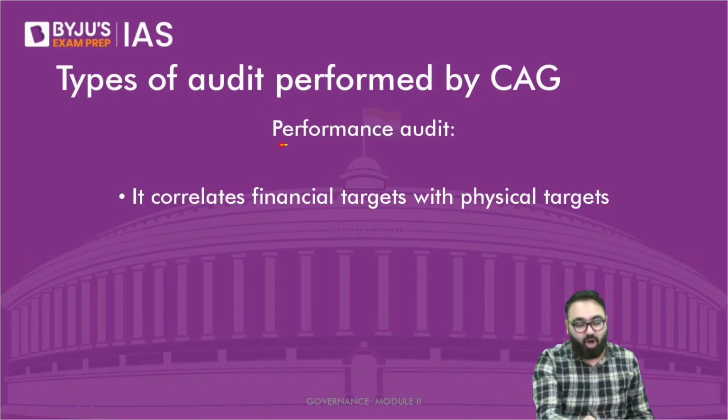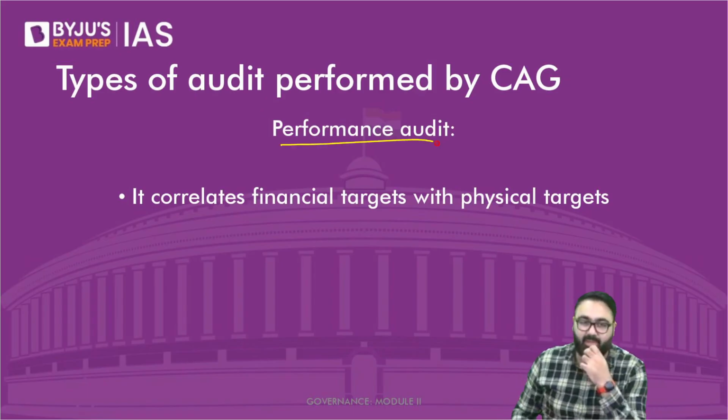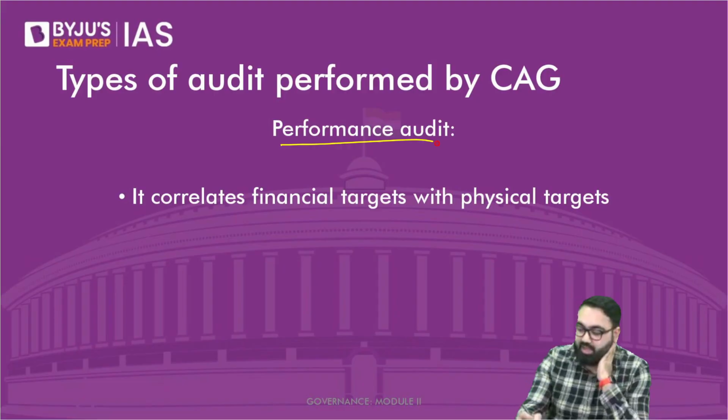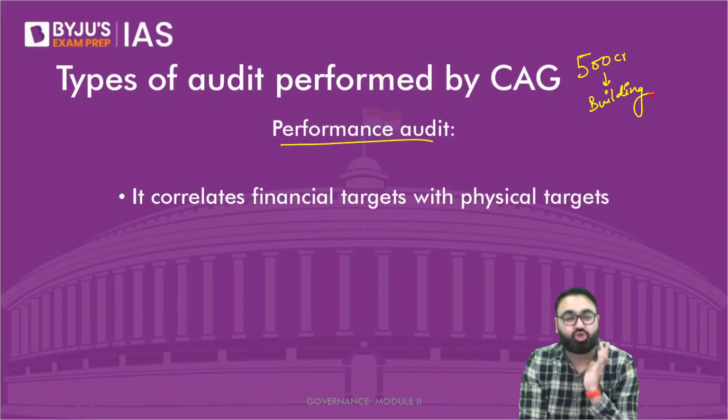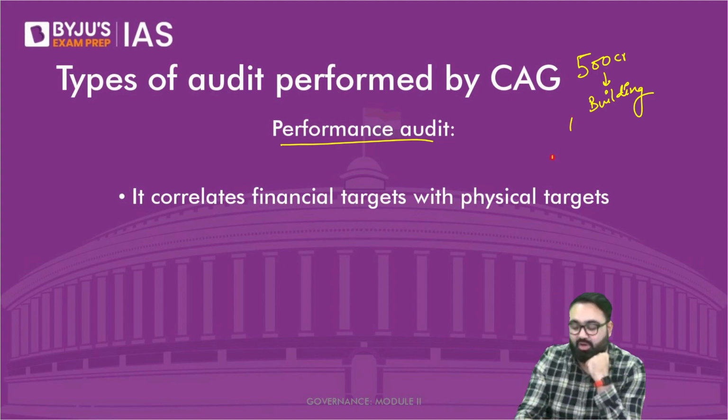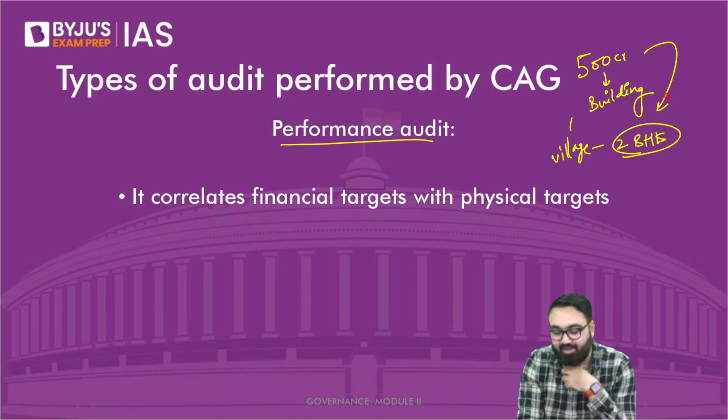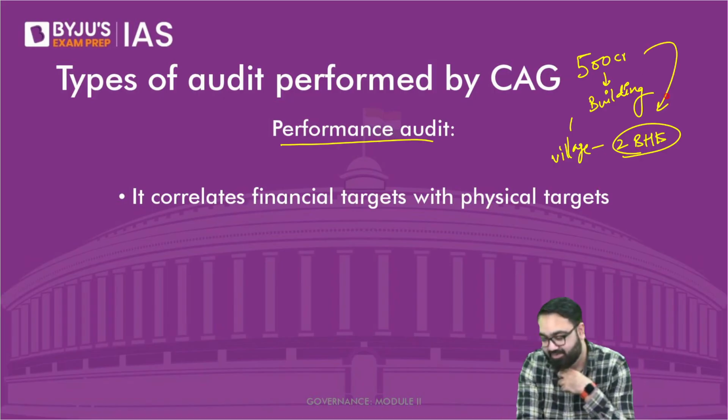Third is the performance audit. Performance audit means, let's assume the government spent 500 crore rupees to build a building. Okay. Now let's assume the CAG asked the government, show me the building because I want to see whether you actually built a building or not. So the government takes the CAG to a village and shows a 2 BHK house and says, see, amazing house, right? Only 500 crore rupees. This is what we have built.